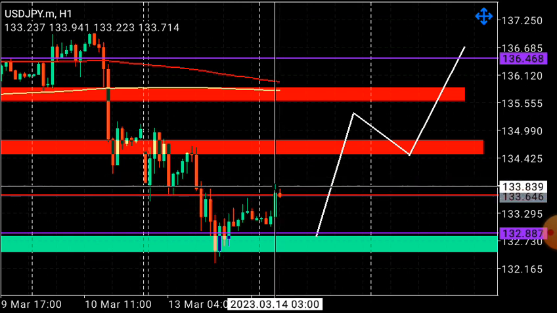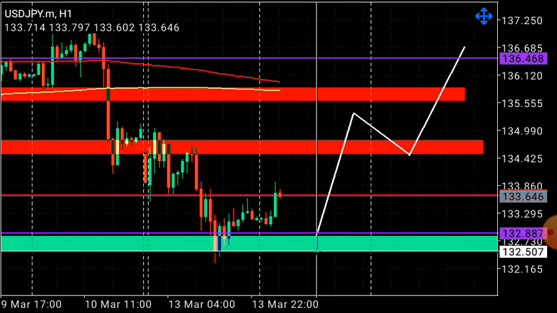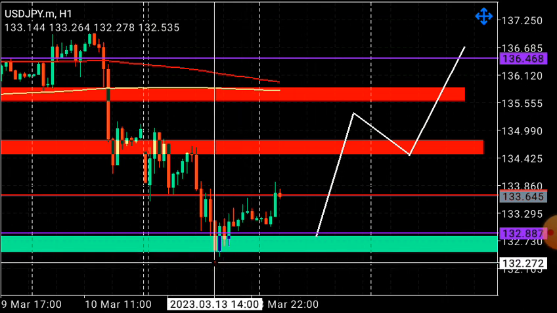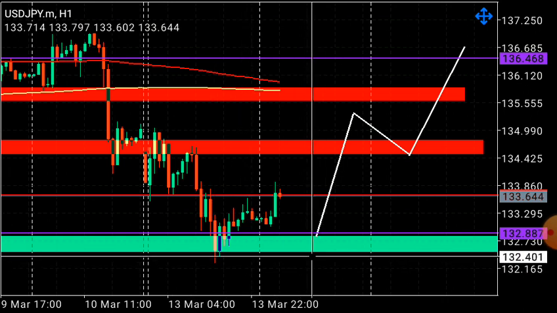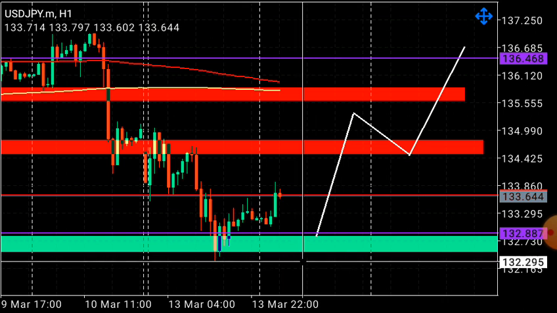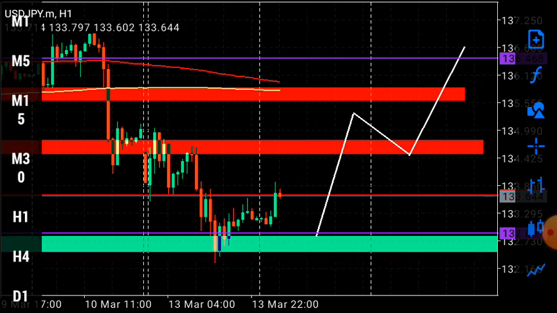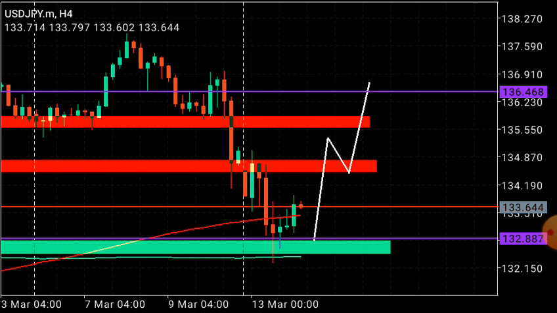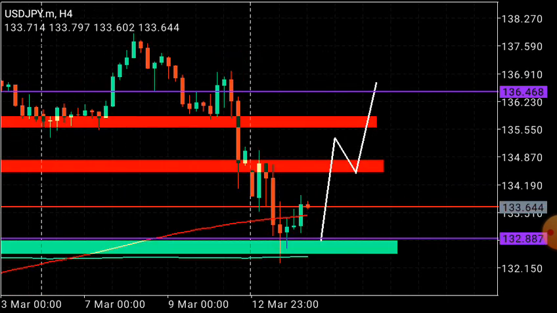Price might even come from here and just go down and test the zone, creating a first bottom, second bottom, and maybe we could buy later during the day from here. So this is what I'm seeing on the USDJPY. I'm seeing this on the USDJPY for the CPI event, a spike that is incoming.